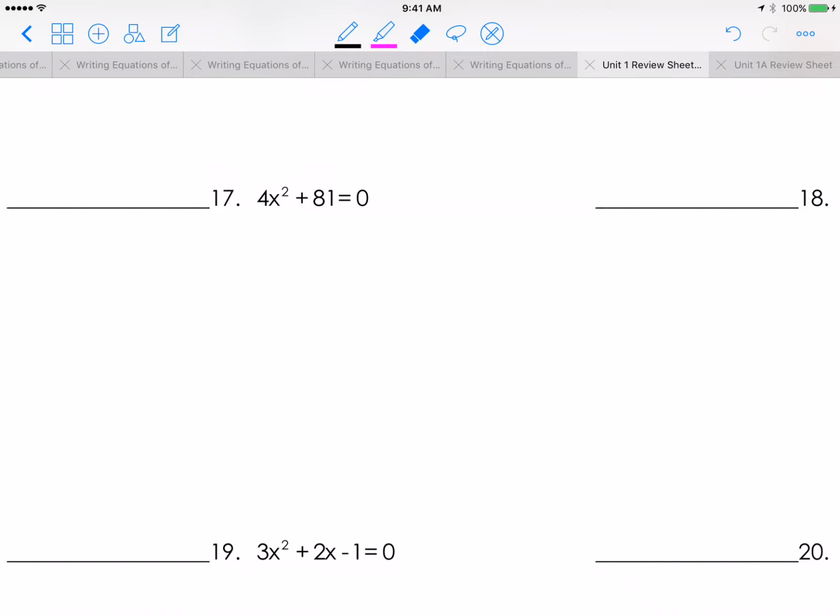So I'm going to stop right here, and I will finish this later.